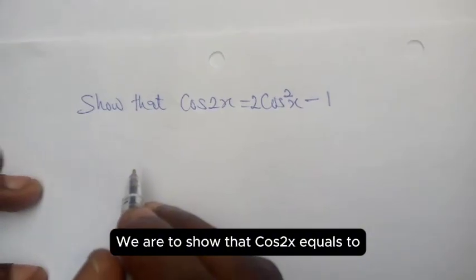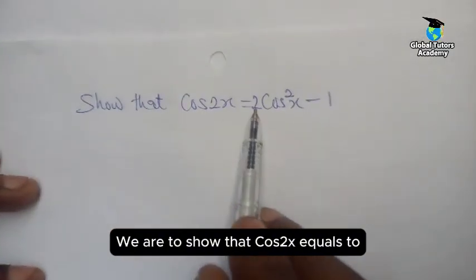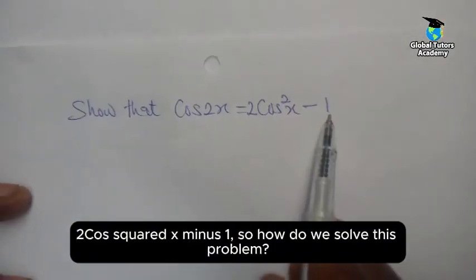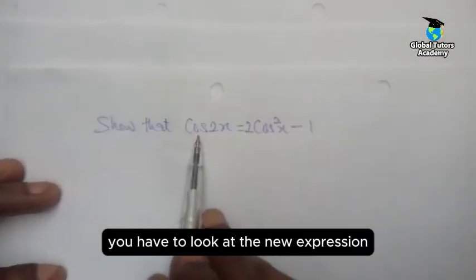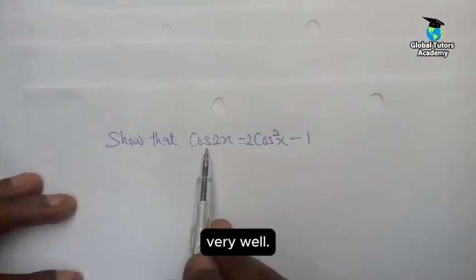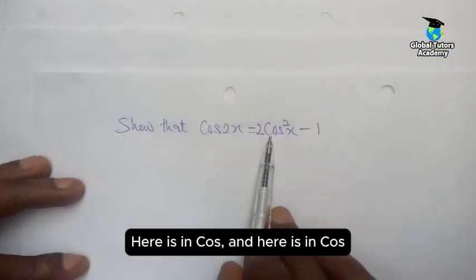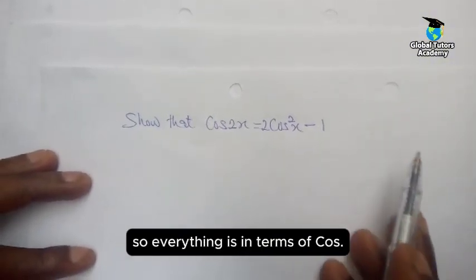Yes, we are to show that cos 2x equals 2 cos squared x minus 1. So how do we solve this problem? The first thing is that you have to look at the expression very well. Here it is in cos, so everything is in terms of cos.